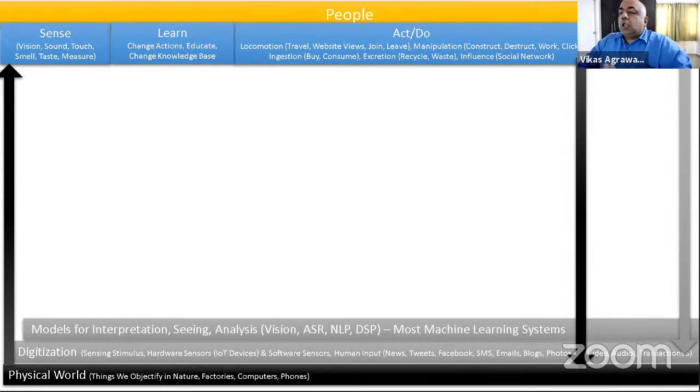Now, a lot of what you see in machine learning today occurs at this next level, which is creating models for interpretation or seeing or analysis. So all the vision systems you have, automated speech recognition, natural language processing, digital signal processing, all of this is at this level where you are essentially seeing. This is the sensing level of the machines.